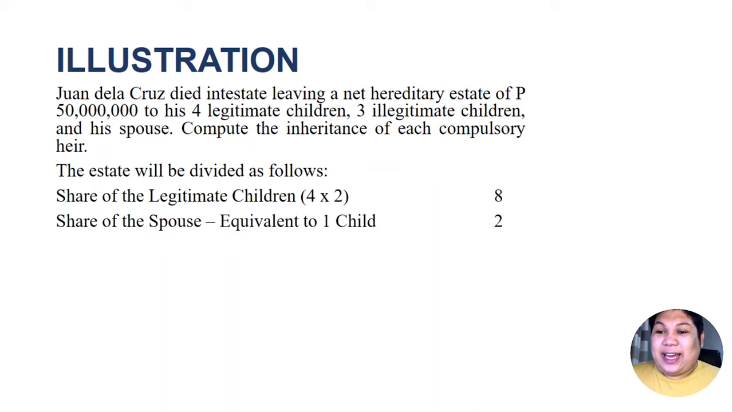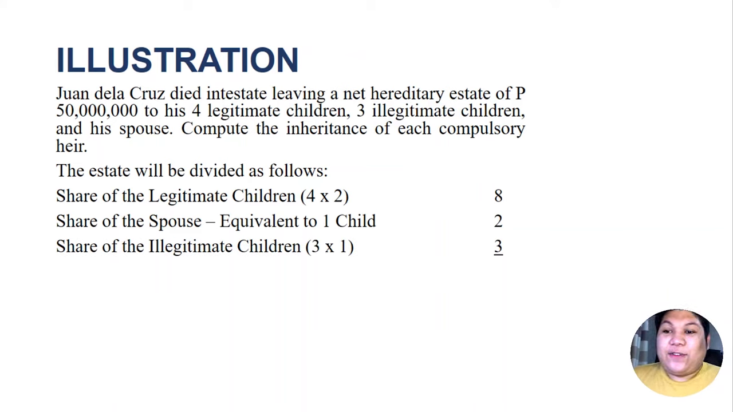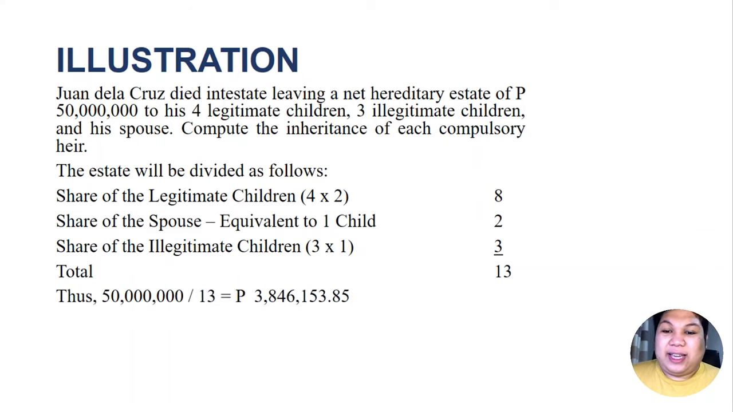So that is eight. And the share of the spouse is equivalent to one legitimate child. So if each child will share two units, therefore the share of the spouse will also be two, okay? Because equal. And then the share of the illegitimate children will be one unit, and there are three of them. So three times one. So a total of 13. Okay? So we will divide the 50 million by 13. So that is 3,846,153 pesos and 85 centavos.